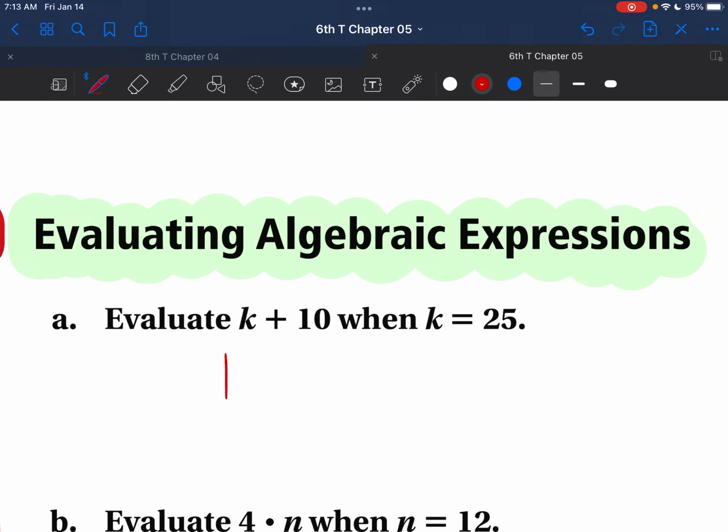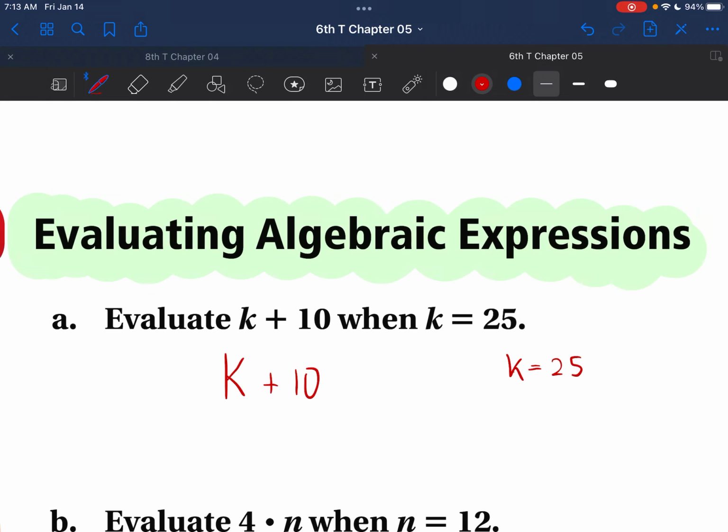So we have this problem right here. I want you to write this down, the letter K plus 10. And then over here it says K is equal to 25. What are they asking you to do? So they want you to substitute the letter K with that number 25.